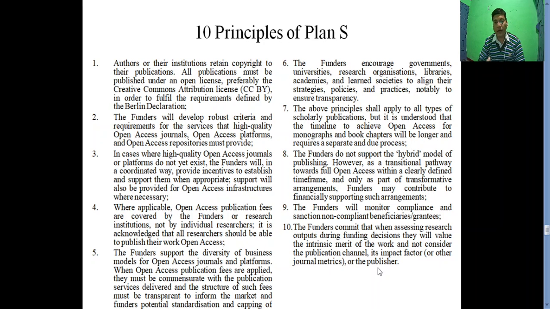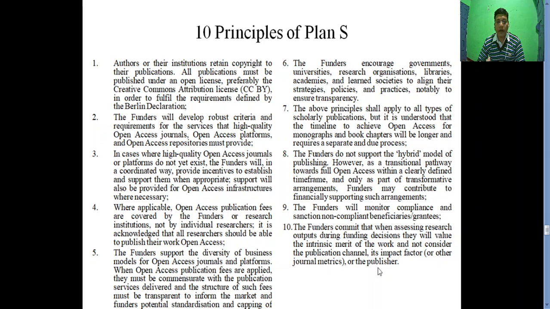Principle 6. The funders encourage governments, universities, research organizations, libraries, academies and learned societies to align their strategies, policies and practices, notably to ensure transparency. Principle 7. The above principles shall apply to all types of scholarly publications, but it is understood that the timeline to achieve open access for monographs and book chapters will be longer and requires a separate and due process.